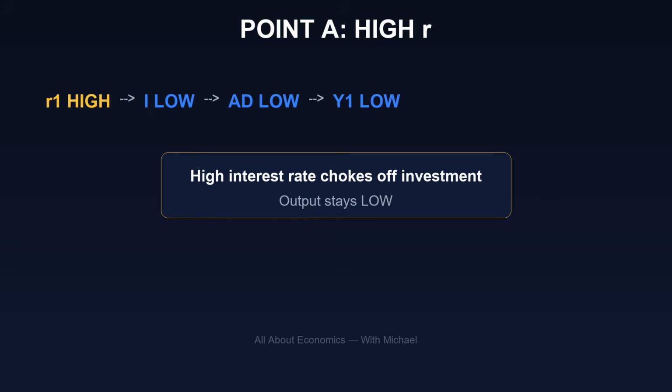Next, we have G for government spending. In this specific model, we treat government spending as a fixed variable. It doesn't change based on output. And similarly, taxes, or T, are also fixed here, acting essentially like a flat poll tax.